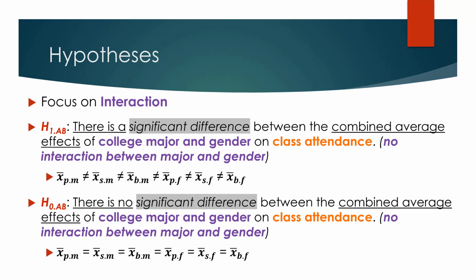So the alternative specifies there's a significant difference between the combined average effects. You've got to have that key phrase in there. Combined indicating interaction, average is the means, effects indicating the independent variable's effect on the dependent variable. List the variables in order, college major and gender, and then list the dependent variable last. Essentially, the alternative is saying that there's some difference somewhere between the combinations. The null hypothesis says there's no difference between them, and so it's saying that essentially all the group means, all the combination means, are going to be the same. So that's how you would write the hypotheses for the interaction.